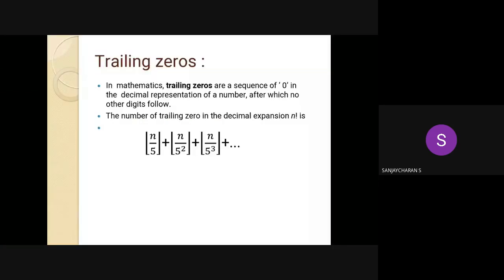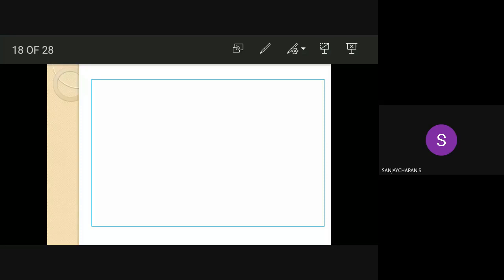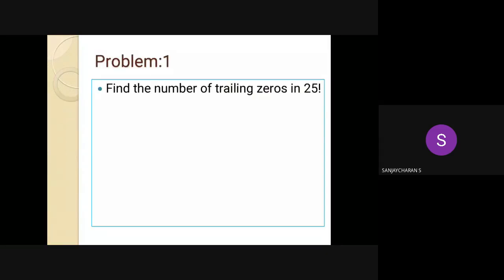Next problem I will explain. Problem 1. Find the number of trailing zeros in 25 factorial, because we have the formula for the trailing zeros in n factorial: floor of n by 5 plus floor of n divided by 5 squared plus floor of n divided by 5 cubed.